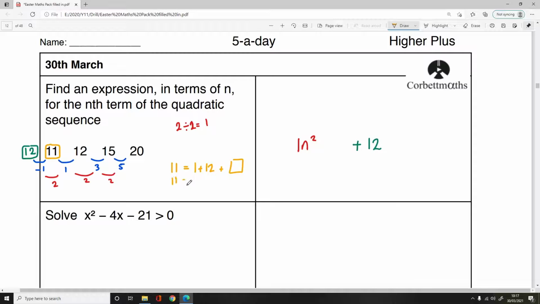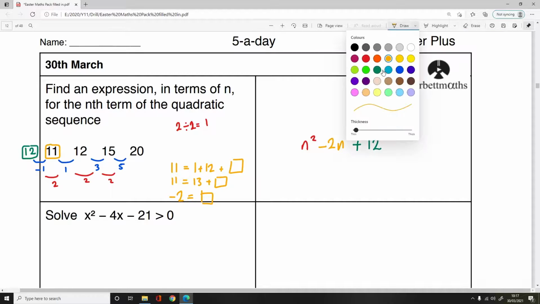So 11 is 13 plus something. So that something is minus 2. So that tells us this is minus 2n. And there's our nth term. Now we could write that as just n squared if you wanted, but you wouldn't get extra marks for doing that, it just looks better. Okay.